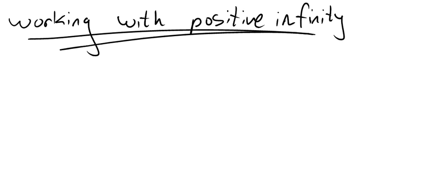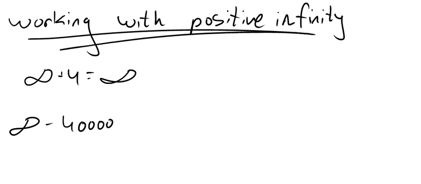Okay, working with positive infinity is actually quite simple because infinity is so big that very few things actually change. So let's look at examples. Infinity plus 4. Well, this is so big that if I add a 4, nothing changes. It's still infinity. What about infinity minus this huge number?